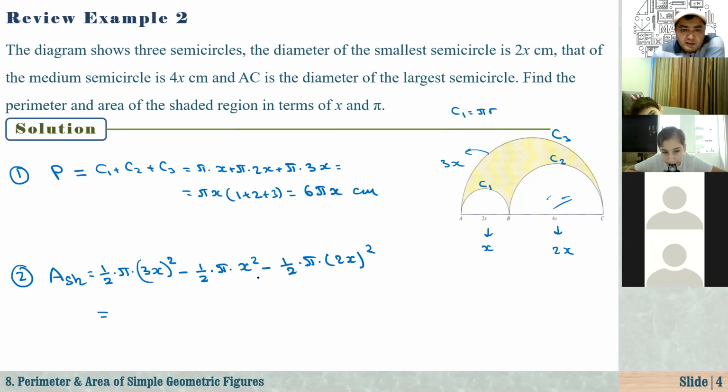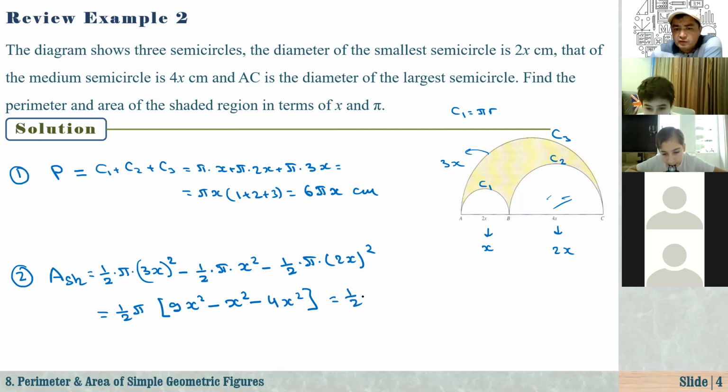Now, 1 over 2 pi is a common factor. Let me just take this out. Here, we have 3x squared is 9x squared, minus x squared, minus 2x squared is 4x squared. 9 minus 1 is 8, 8 minus 4 is 4. So here we have 1 over 2 pi times 4x squared. Now this 4 and 2, we can simplify. The answer is 2 pi x squared cm squared. So the area is this.